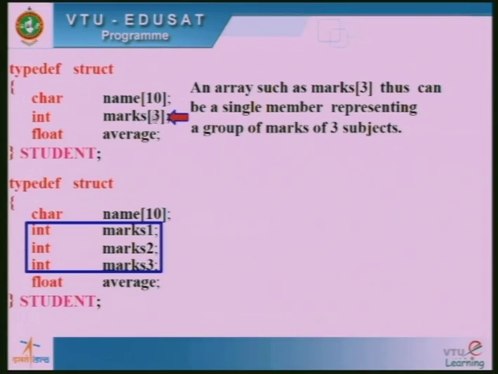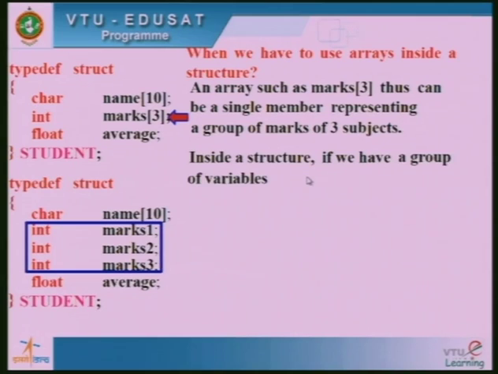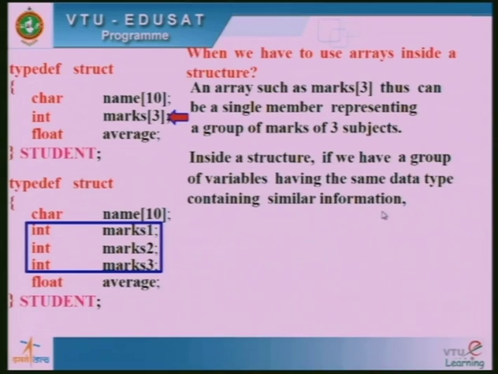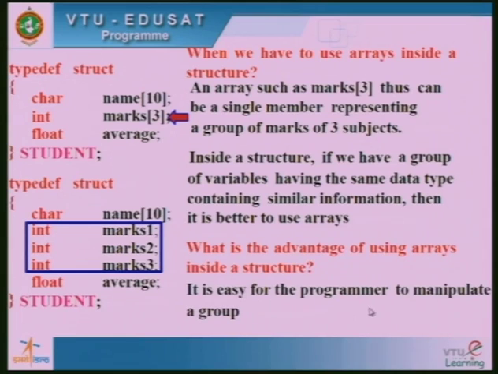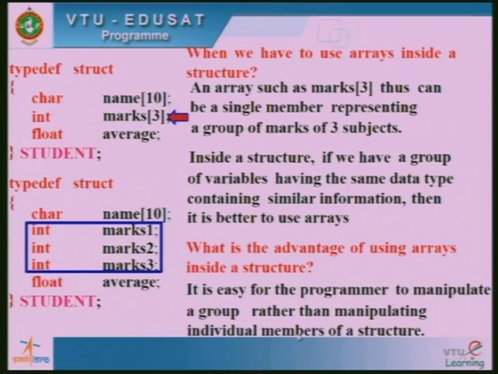I just change this to marks of 10 here, whereas I should write marks 1, marks 2, marks 3, marks 4, and so on up to marks 10. Okay. Now, we know when we have to use arrays inside a structure. So inside a structure, if we have a group of variables having the same data type containing similar information, then it is better to use arrays. So what is the advantage of using arrays inside a structure? It is easy for the programmer to manipulate a group rather than manipulating individual members of a structure.